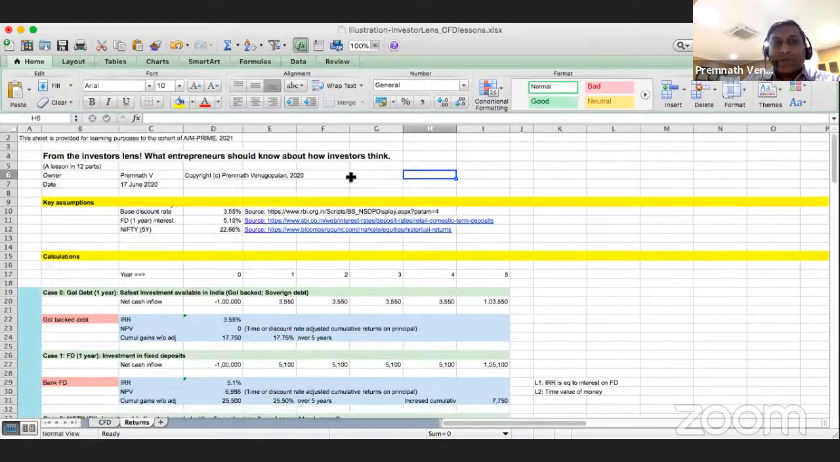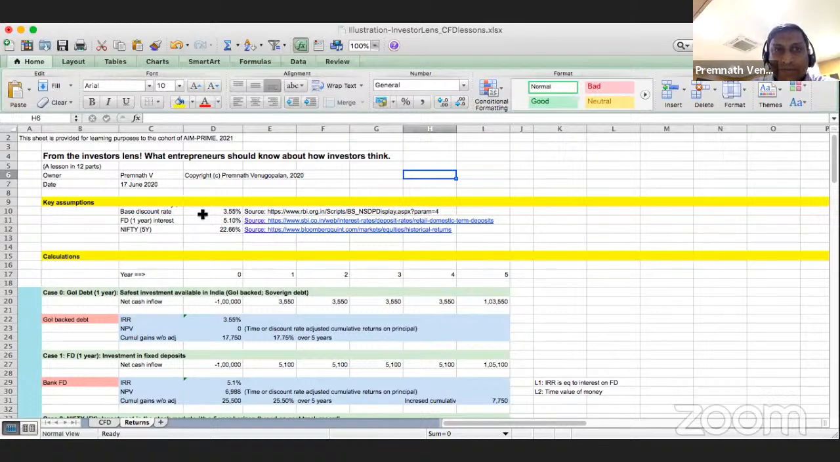So here, we are at 5:37, so let me try and do it as quickly as possible. Here is a sheet where I'm going to give you a few scenarios and I'm going to illustrate to you how things would work out in different types of investments. So let me explain what this is.